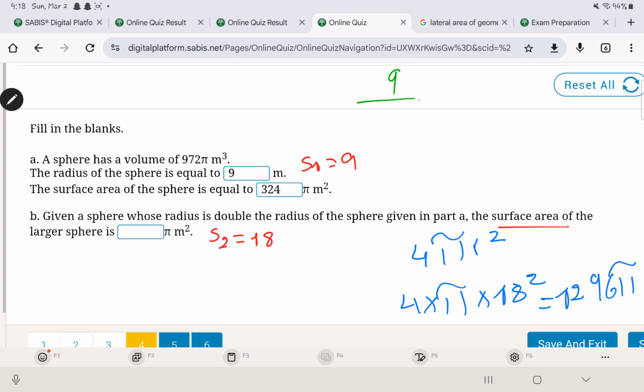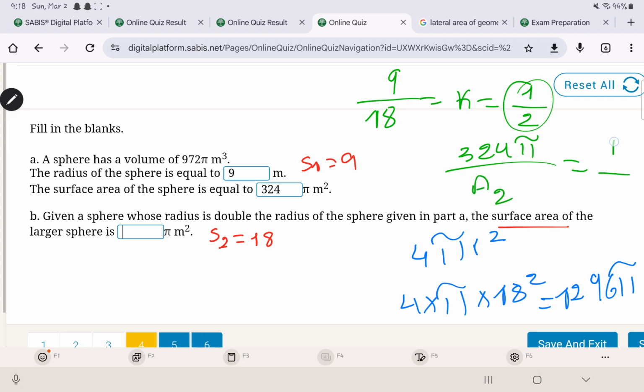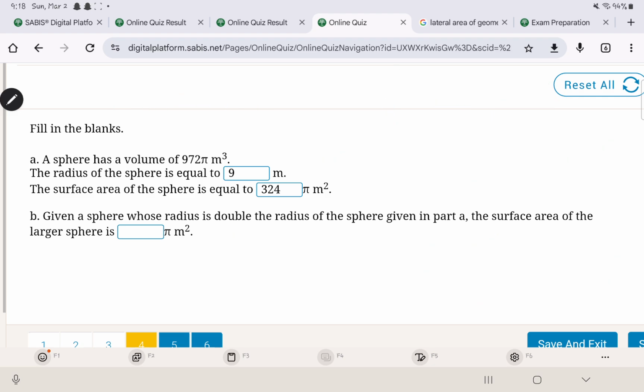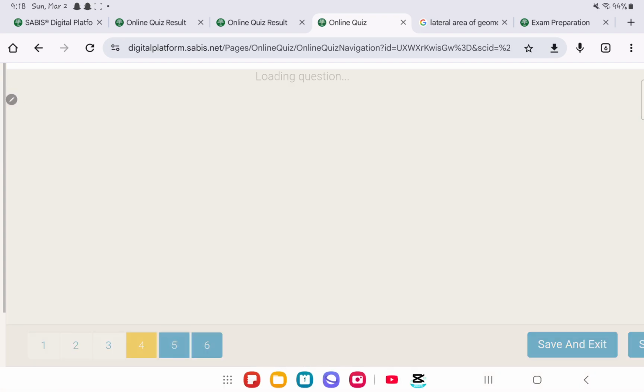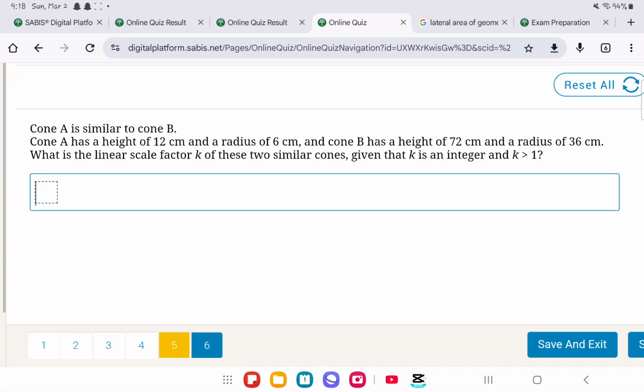Or you could use the ratios of similarity. So you have side 1, which is 9, and side 2, which is 18. It's equal to the constant, which is 1 over 2. Now, area 1, which is 324 pi, over area 2 is equal to the constant squared, which becomes 1 over 4. You do cross multiplication, you get area 2 is equal to 1296 pi. So very simply, area 2 is going to be 1296 pi meter squared.